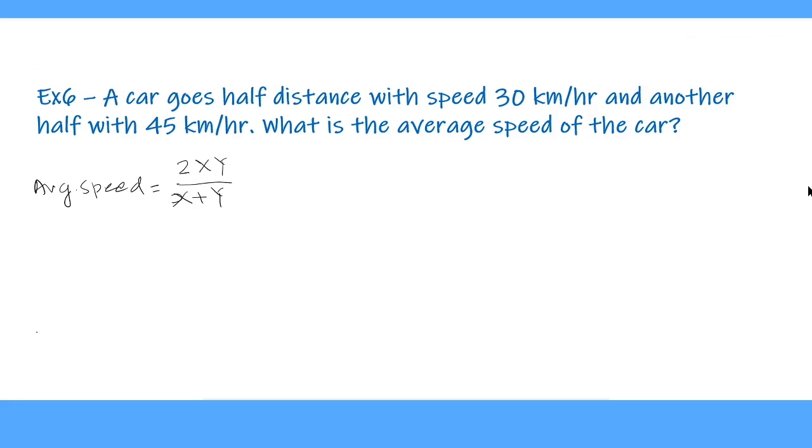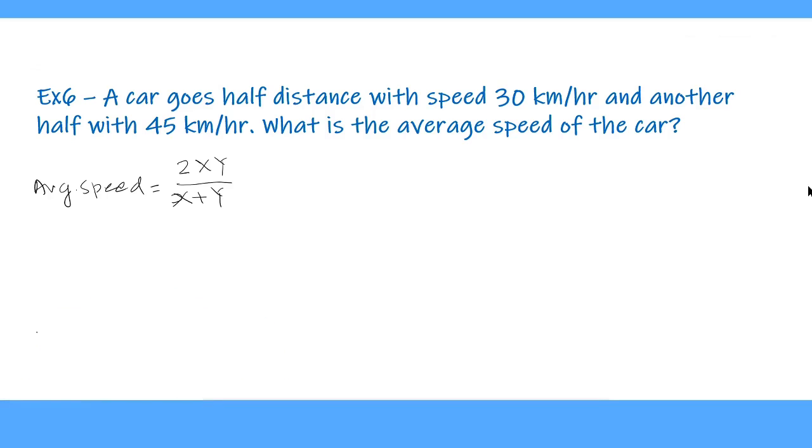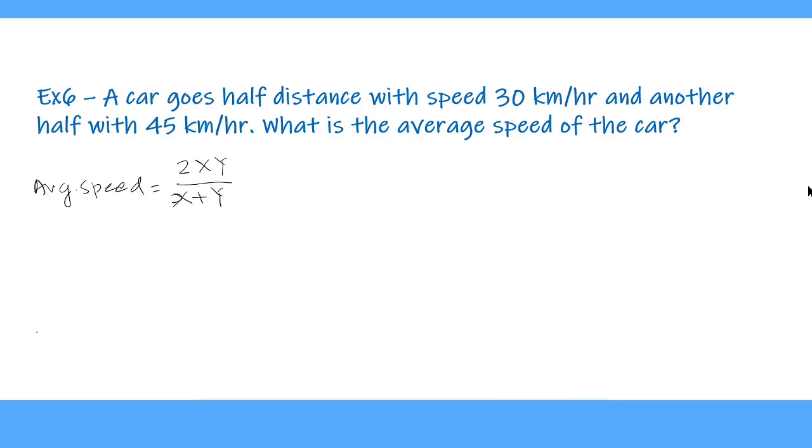So the question in the example is: a car goes half the distance with speed 30 kilometers per hour and the other half with 45 kilometers per hour. What is the average speed of the car? So here x is the speed for the first half, which is 30 km per hour, and for the other half it is 45 km per hour, or we can say x equal to 30 km per hour and y equal to 45 km per hour.